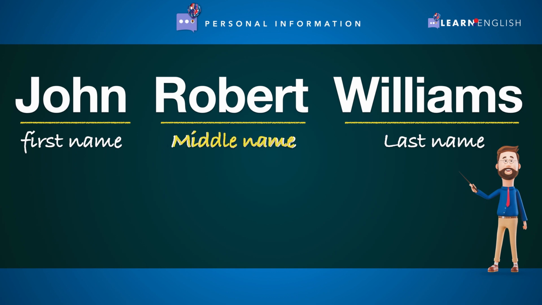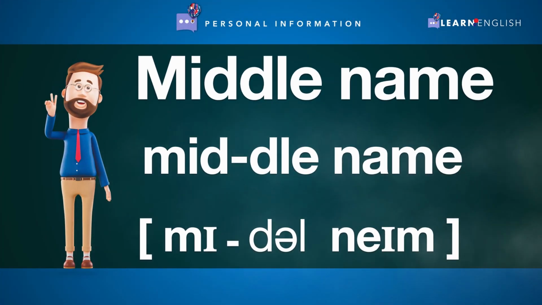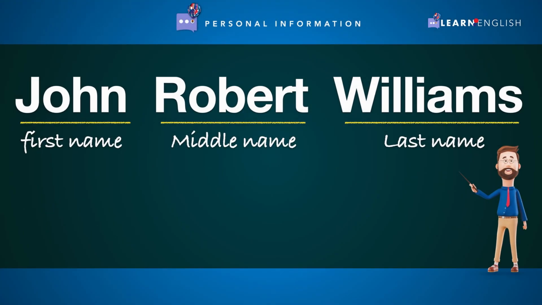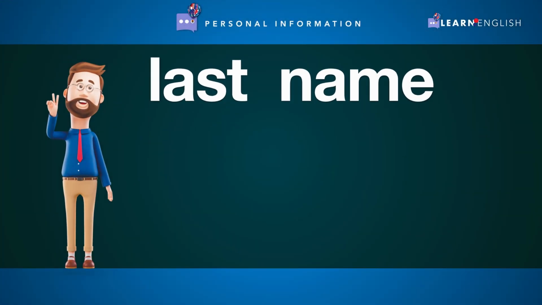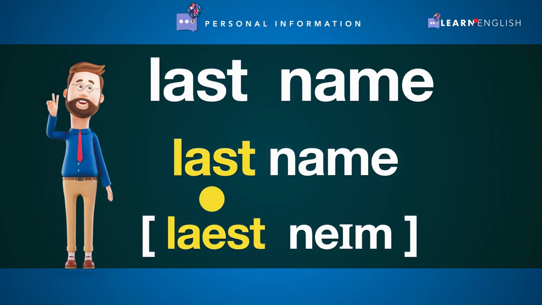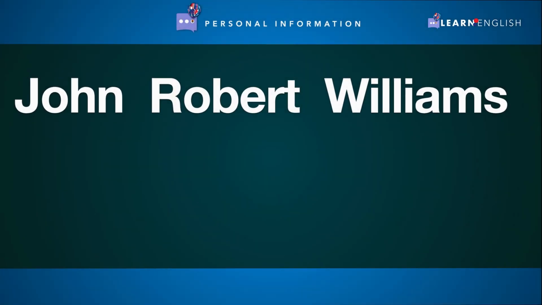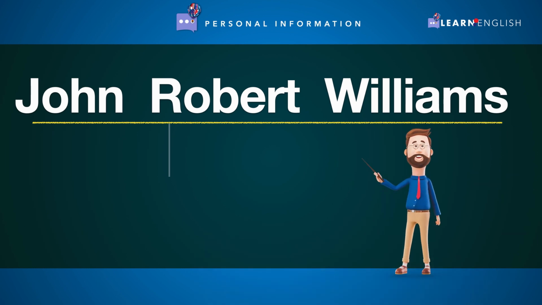Robert, middle name. And finally, Williams is the last name. Last name. And so we have the name, which we call full name in English.